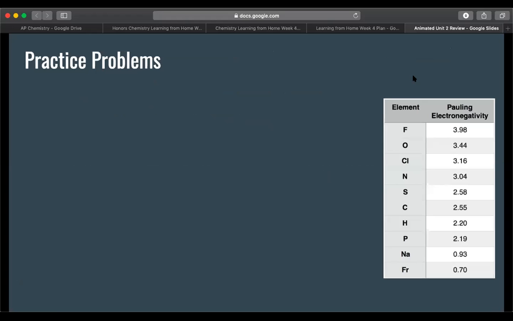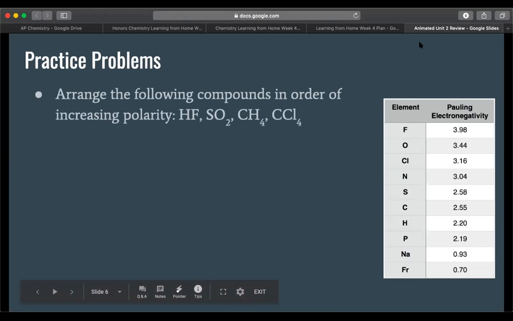Okay, so practice problems. Now, they did actually provide you a chart here, but we can still just base it on your general sense of whether it is closer to fluorine or farther from fluorine. So these compounds, in order of increasing polarity, who would be the most nonpolar and who would be the most polar, and then figure out the others. Looking at that list, you should very immediately be able to tell who is the most polar.